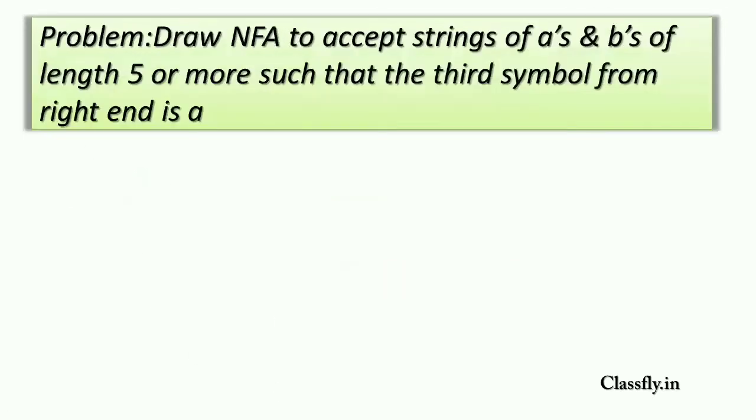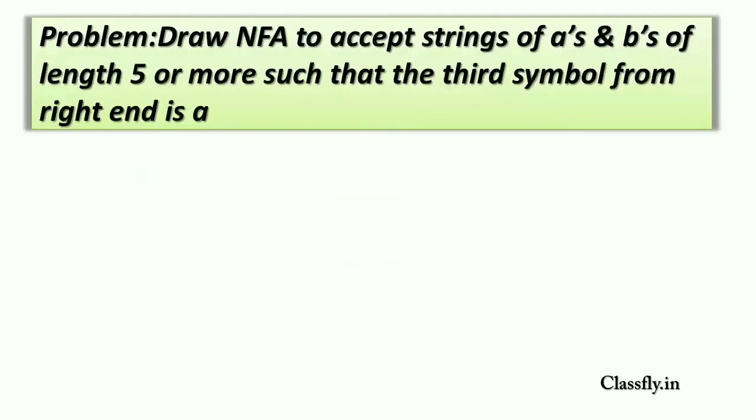Next, let's see another problem which says: draw an NFA to accept strings of A's and B's of length 5 or more such that the third symbol from the right end is A. So the idea is we should construct a transition diagram which accepts strings of A's and B's of length greater than or equal to 5, where the third symbol from the right end is A. So let's try to construct the transition diagram.